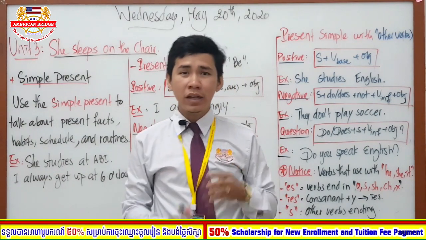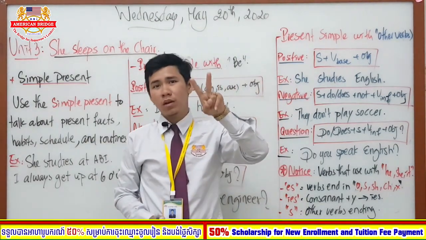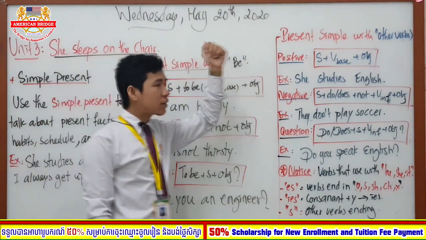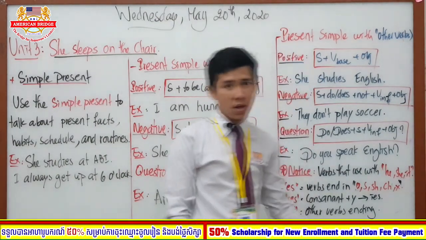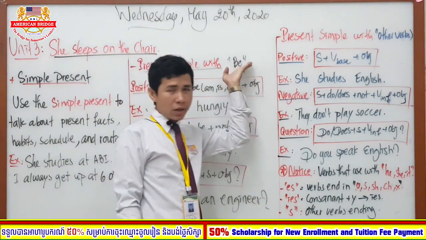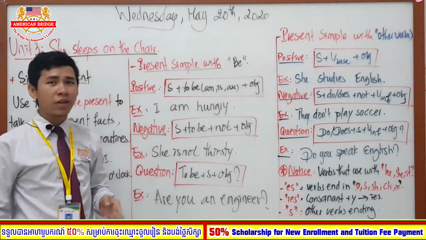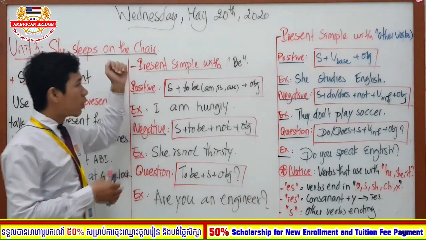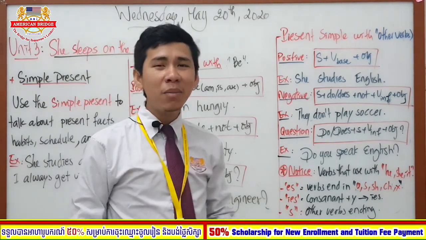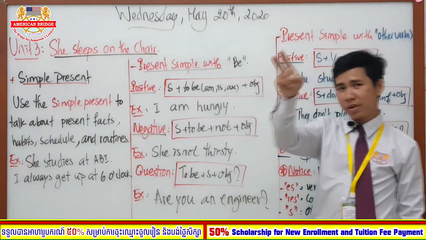In simple present today, we are going to divide into two sections. The first section is the present simple with be. The second section is the present simple with other verbs. So the verbs are divided into two ways. Right now, let's move step by step, starting with the first step, present simple with be. Everybody, can you tell me how many to be's there are? There are 3 to be: am, is, are.